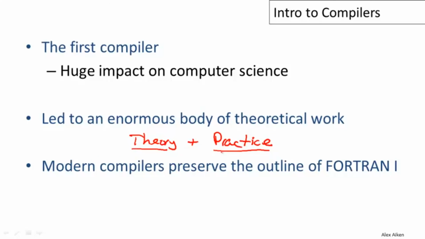And this is one of the things that I think is most attractive about the area as a subject of study in computer science. And the impact of Fortran was not just on computer science research, of course, but also on the development of practical compilers. And in fact, its influence was so profound that today modern compilers still preserve the outlines of Fortran 1.